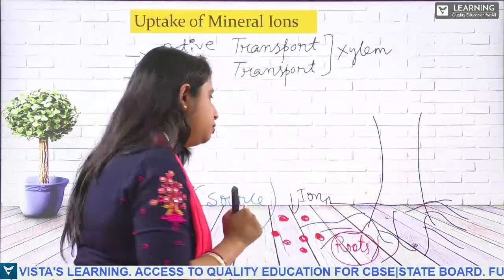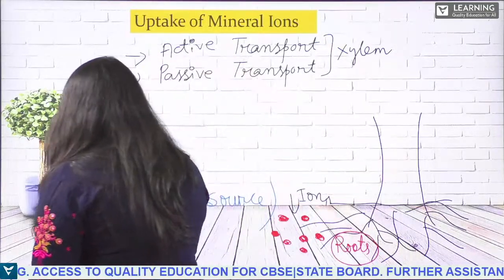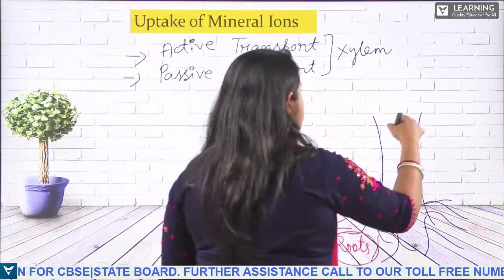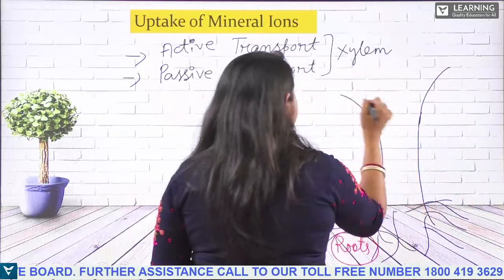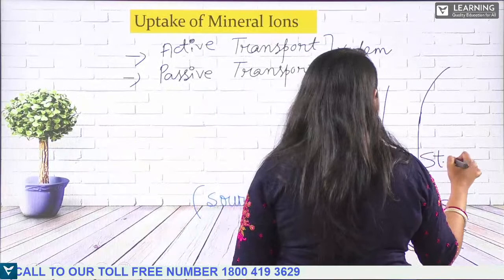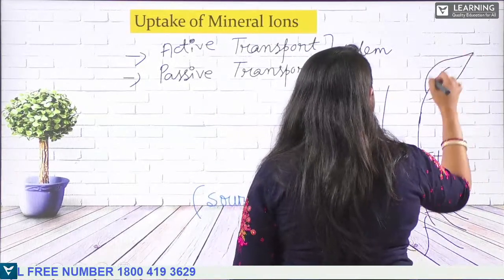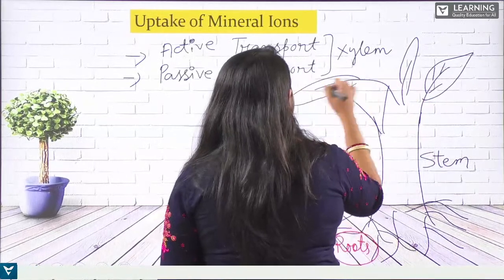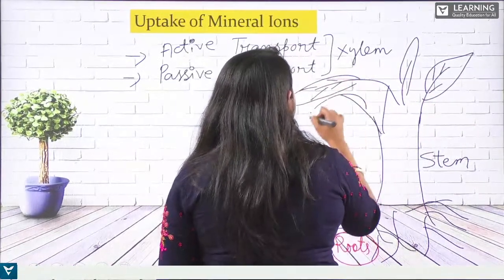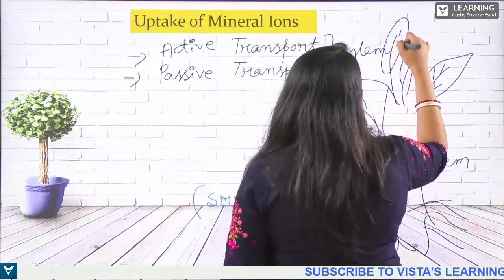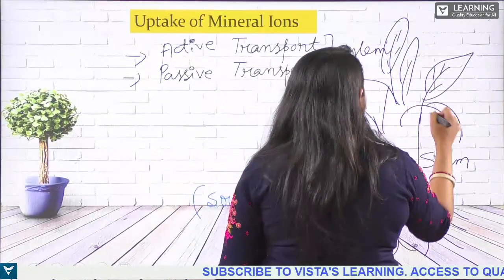This is done by the xylem. So these ions will be transported to different parts of the plants, like the stem, then the growing branches, the apical meristem, and the leaves. So it will be transported to various parts.